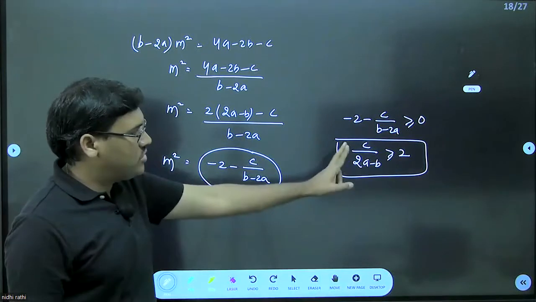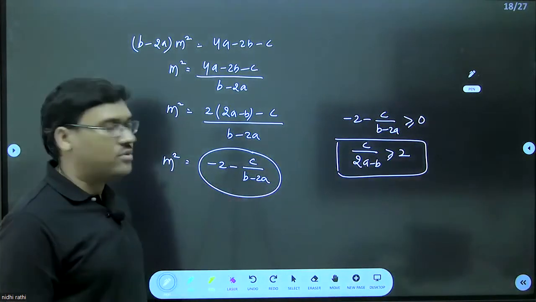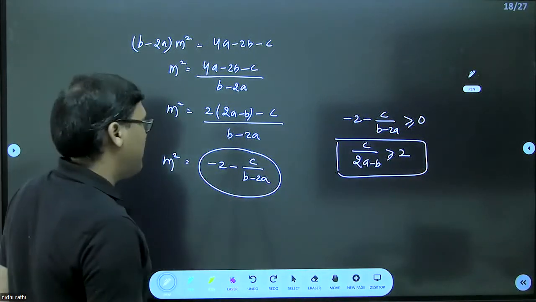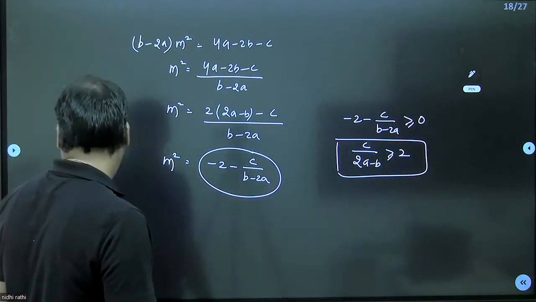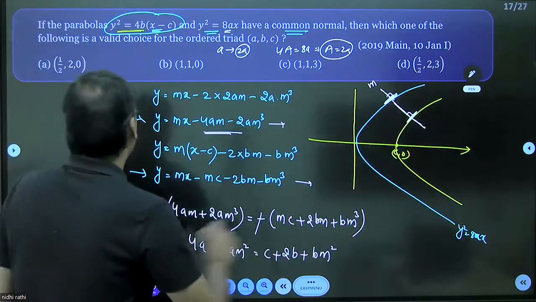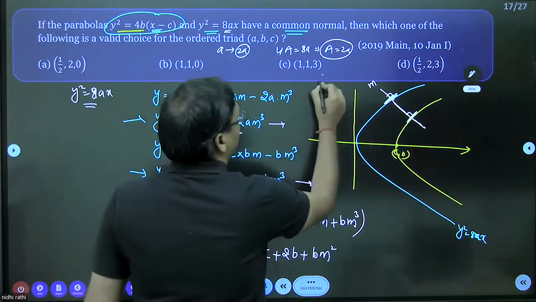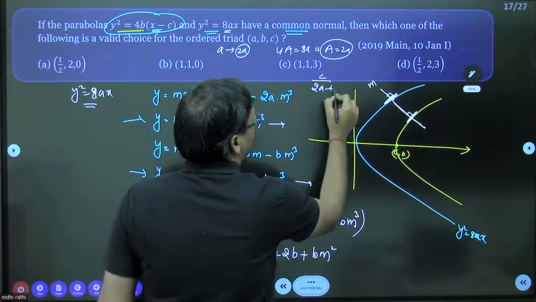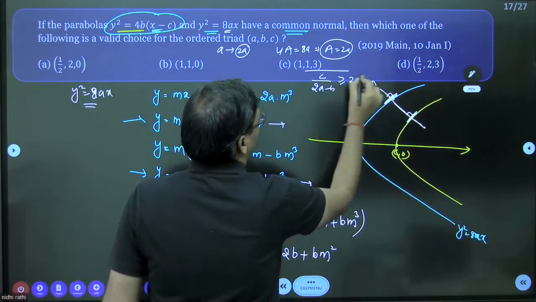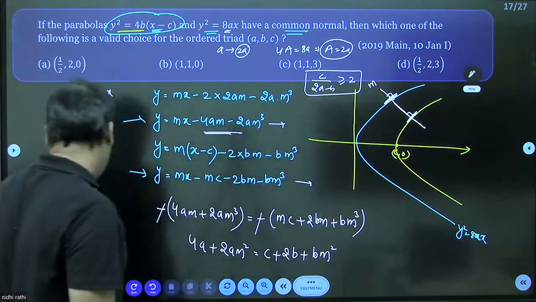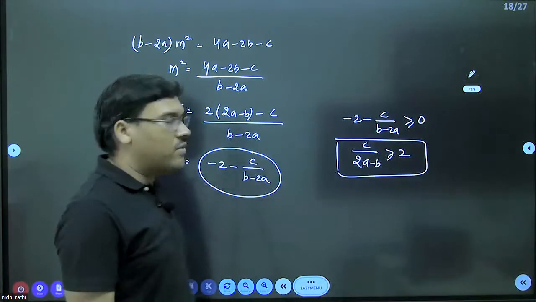So this is the relation. This should be the relation between a, b, c. So I can just write this: c upon 2a minus b. So we have got c upon 2a minus b should be greater than or equal to 2. Right? You can check this. c upon 2a minus b greater than or equal to 2.